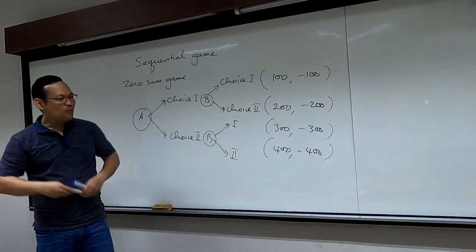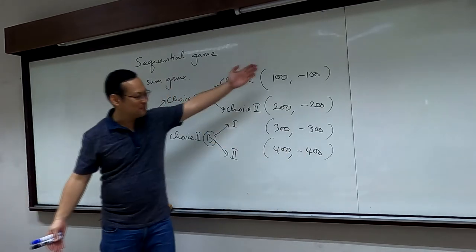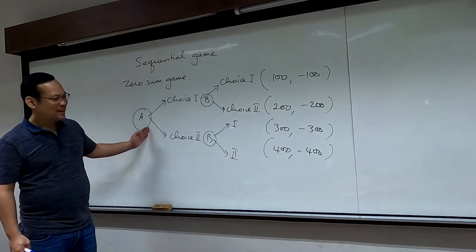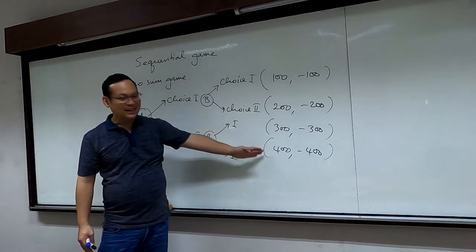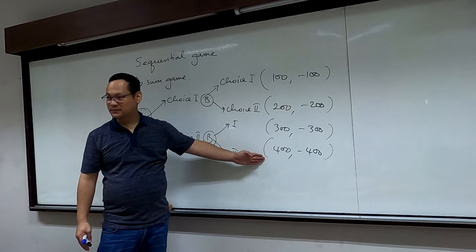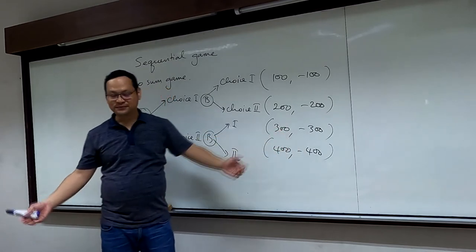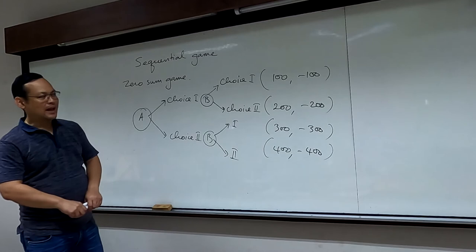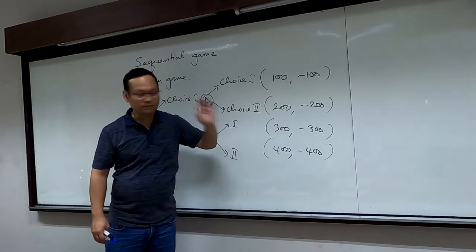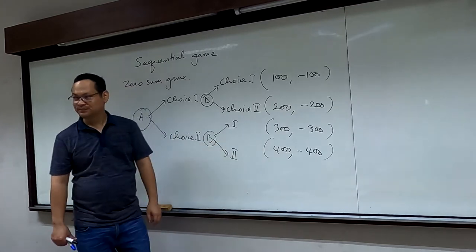You may ask why B always has the negative payoff. Because this is the advantage of A, who moves first. A has to choose something that can yield the positive payoff for him or for her, and let another one get the worst payoff. And all of the results are zero sum. 100 minus 100, zero. 200 minus 200, 0, 300 and minus 300, 0, and this is also 0.